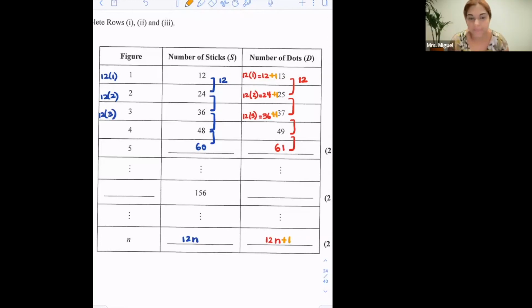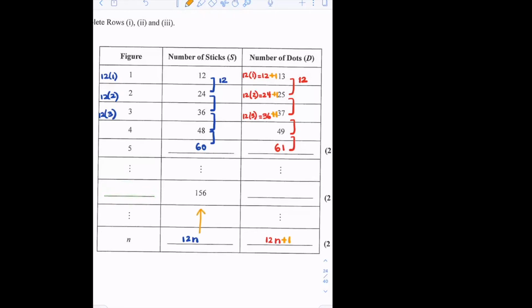Now, a question. I get 4 marks, but I'm not satisfied. I want to get full marks. How am I going to find this? What information am I going to use? How am I finding n? This formula is equal to 156. Do you all see that? Yes, miss.